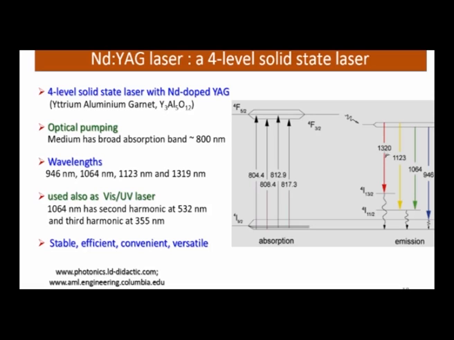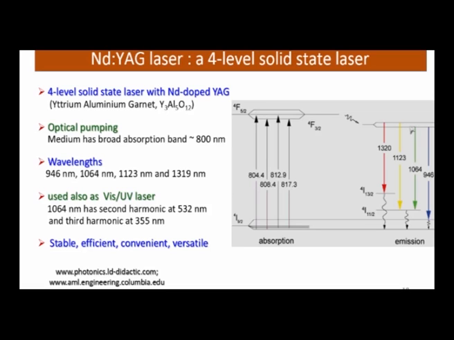Here again let us look at 1064. 1064 is the most commonly used Nd:YAG wavelength. This is the upper laser level and this is the lower laser level. Again, if only two levels are there, you cannot get population inversion. So here we do two tricks.